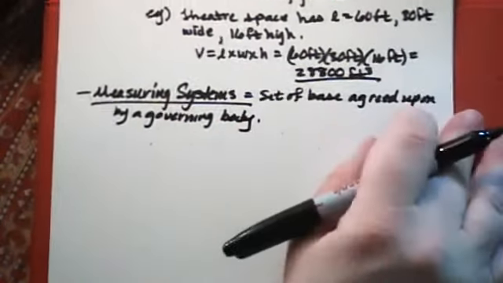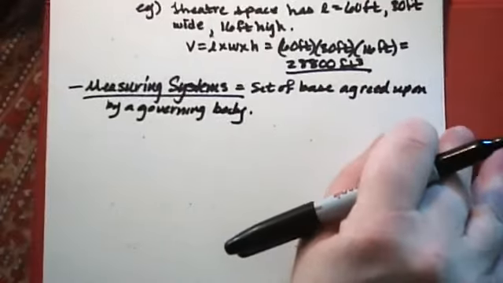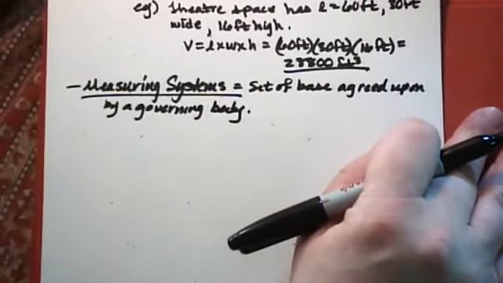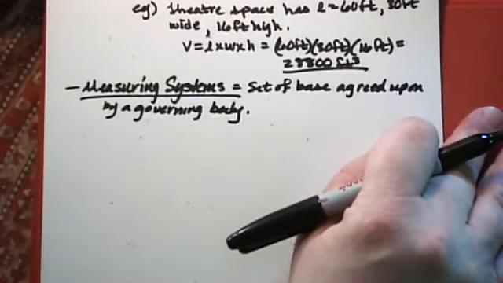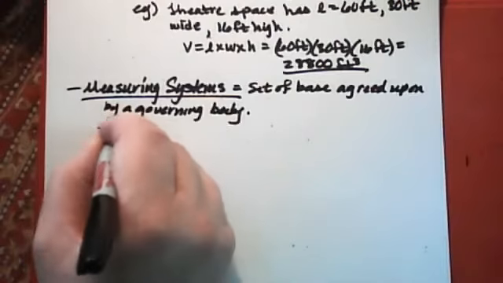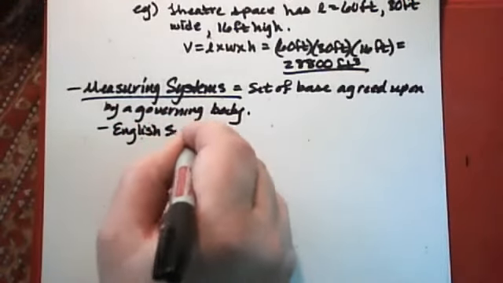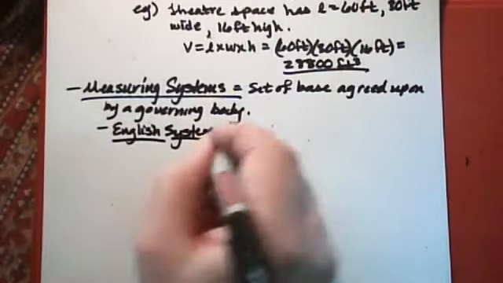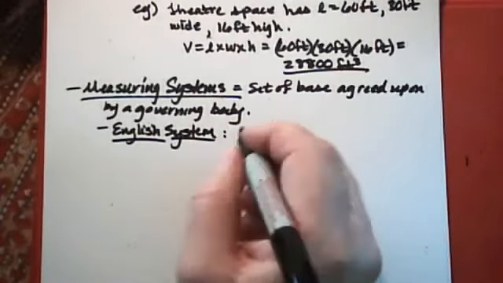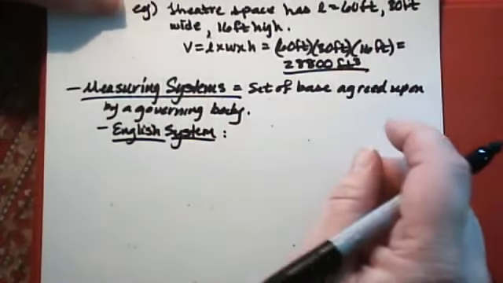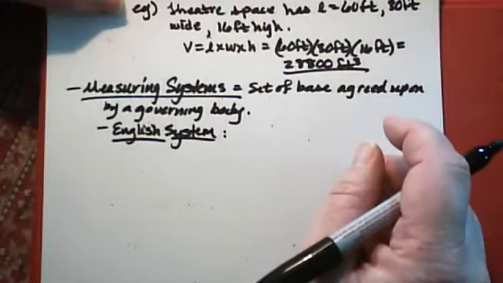There are various governing bodies to govern various types of measurement. So we also have the English system of measurement. That's the system that we use in the United States.